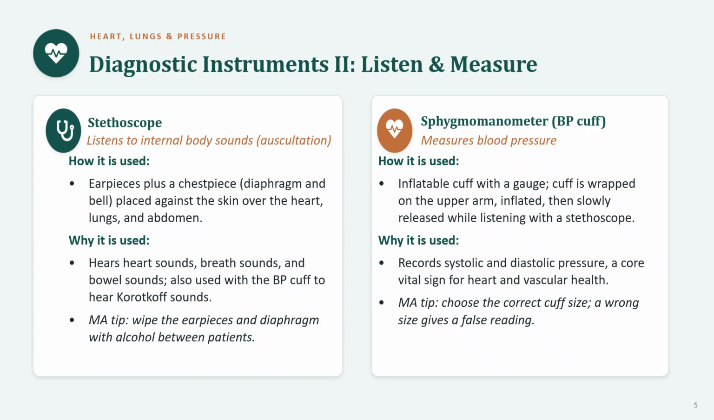Next are two instruments that often work as a team, the stethoscope and the sphygmomanometer, which is the formal name for the blood pressure cuff. The stethoscope lets you listen to sounds inside the body, a skill called auscultation. It has earpieces and a chest piece with two sides, the flat diaphragm for higher pitched sounds and the cup-shaped bell for lower pitched sounds. The provider places it over the heart, the lungs, and the abdomen to hear heartbeats, breathing, and bowel sounds.